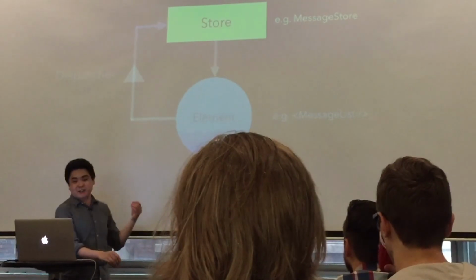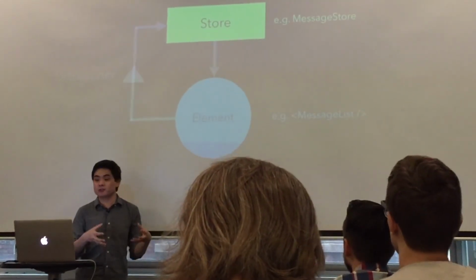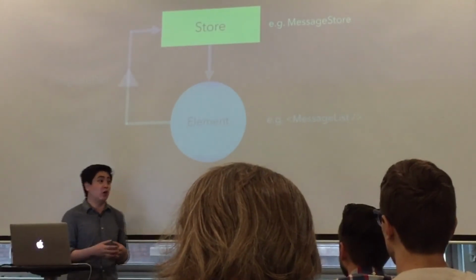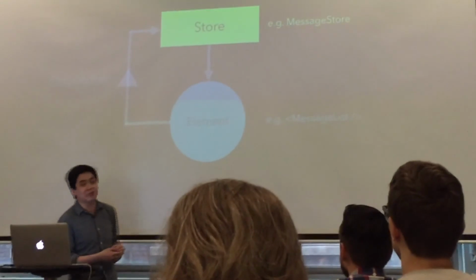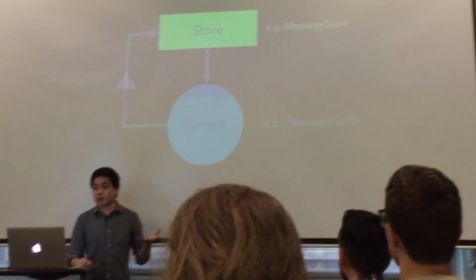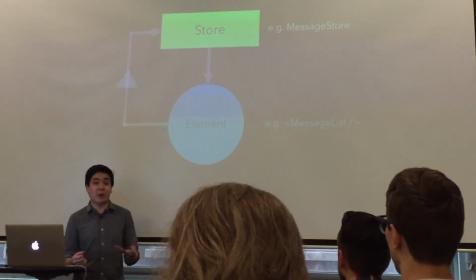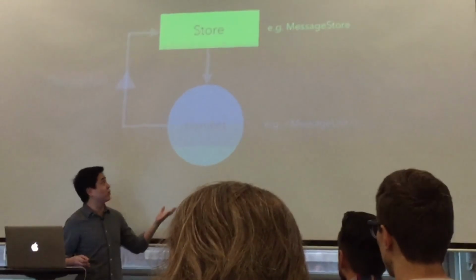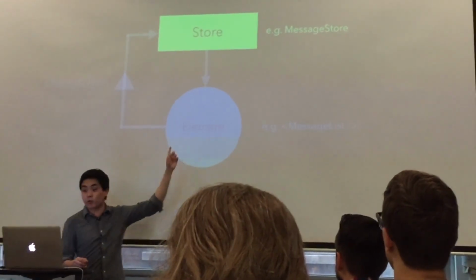So at the core of Flux, there are these green boxes. There's stores. And stores are responsible for holding all of your data for your application. In our case, in this message list example, it would be the one that's holding all my email messages. Now, stores are not models in the traditional MVC sense. So first of all, in the Flux design pattern, all the stores are singletons. There's only one of these.